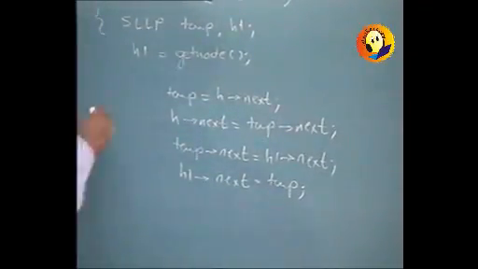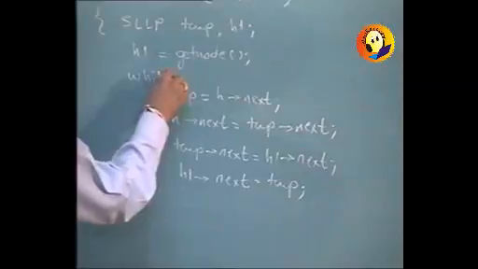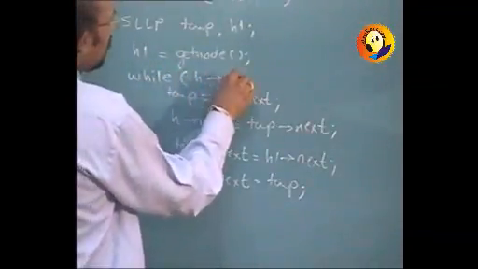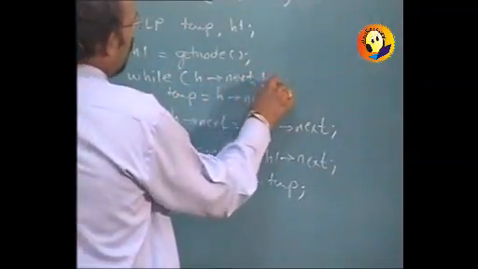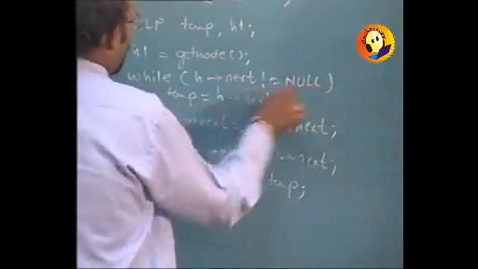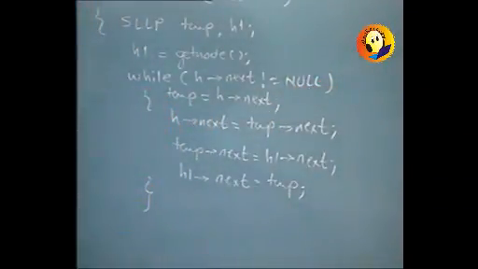So we'll say that while H arrow next is not equal to null, keep on performing these four steps. First two will detach the node, next two will add it at the beginning. Okay, so now H1 arrow next will contain the list which is reverse of the original.